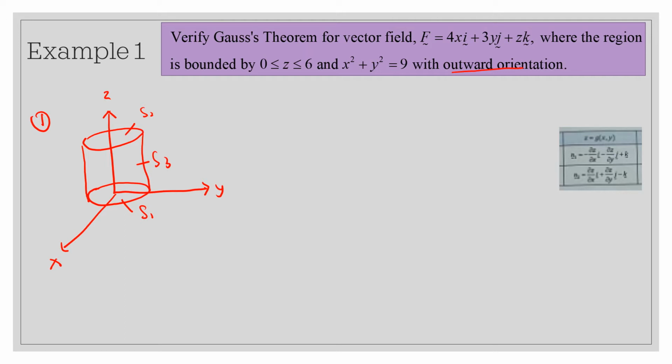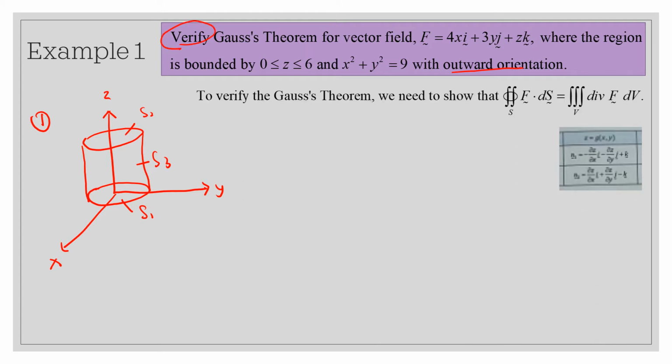Okay, next we look at the equation. Okay, the equation asks you to verify. So to verify the Gauss theorem, we need to show both sides. So we have to show left hand side and right hand side. Okay, let's start with left hand side.